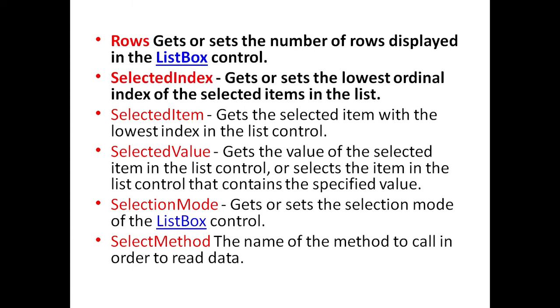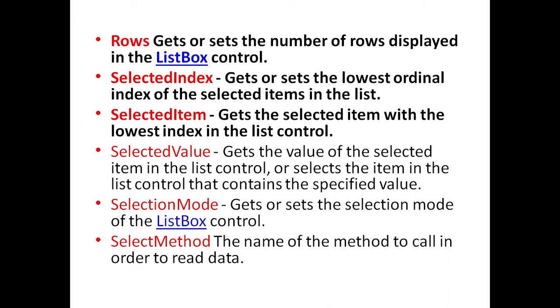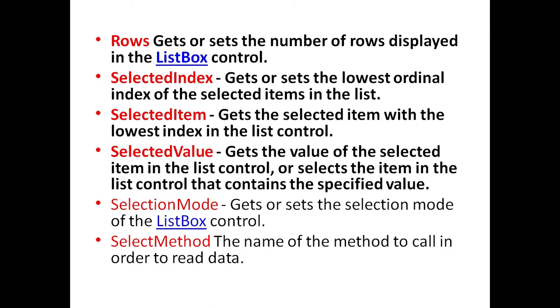SelectedIndex is used to get or set the lowest ordinal index of the selected item in the list. SelectedItem property is used to get the selected item with the lowest index in the list control. SelectedValue is used to get the value of the selected item in the list control, or selects the item in the list control that contains the specified value.